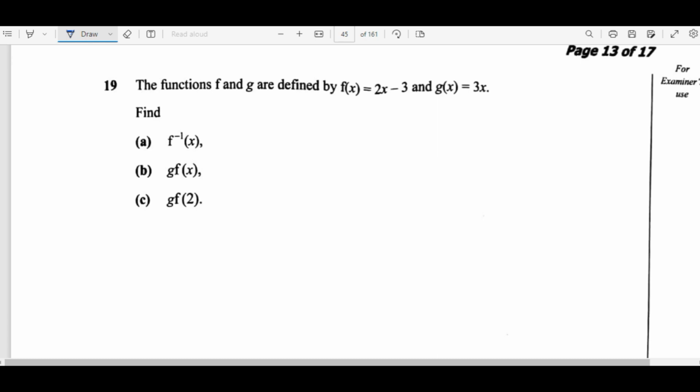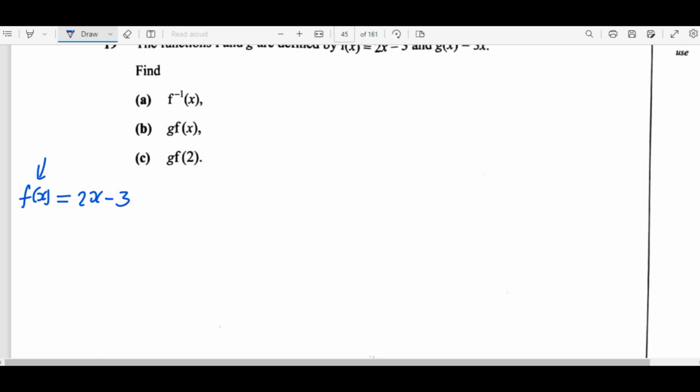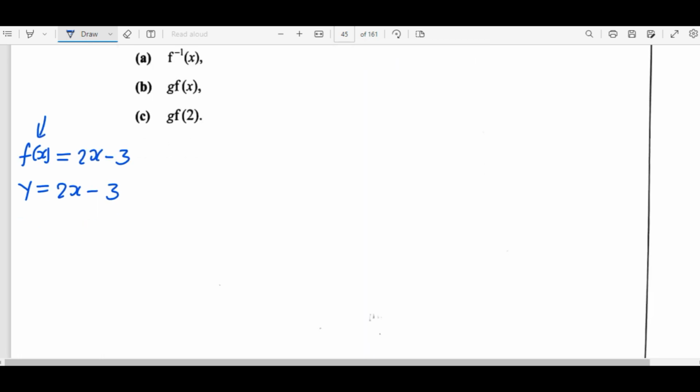The functions f and g are defined by f of x is equal to 2x minus 3, g of x is equal to 3x. Find f inverse of x. So we begin by writing the expression for f of x, the original. So this is equal to 2x minus 3. So we replace where there is f of x by y. Then we have y equals 2x minus 3. Then from there, we need to make x the subject of the formula. So 2x minus 3 is equal to y.